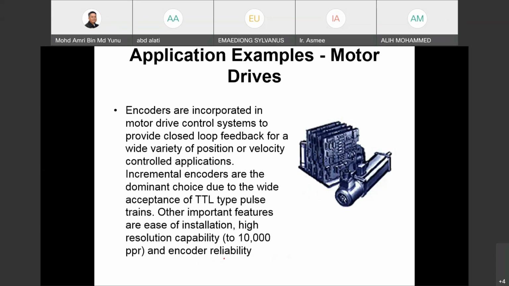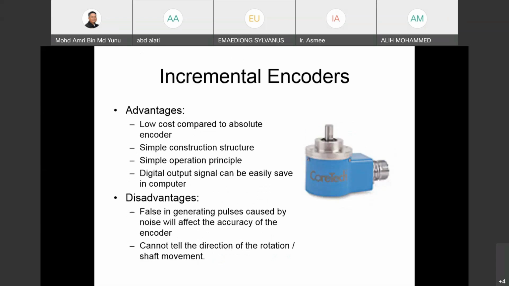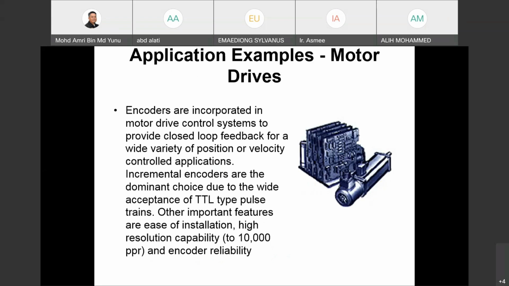So an application of incremental encoders is in motor drive control, to measure the speed of the rotor or motor and convert it into a measured output in the form of digital or electrical signals.